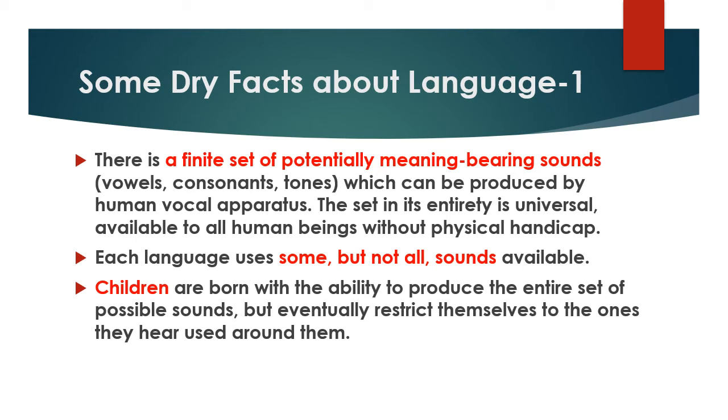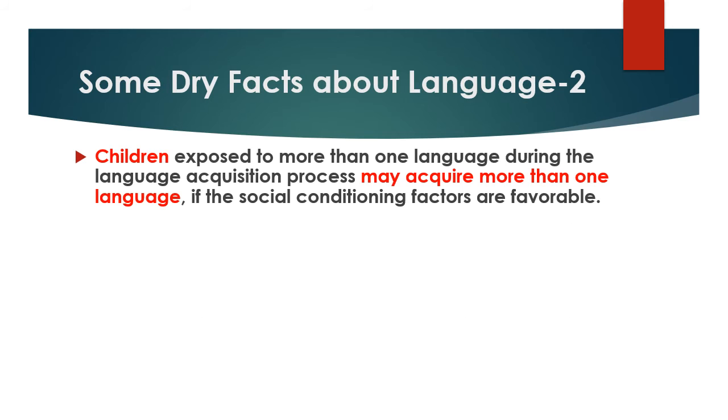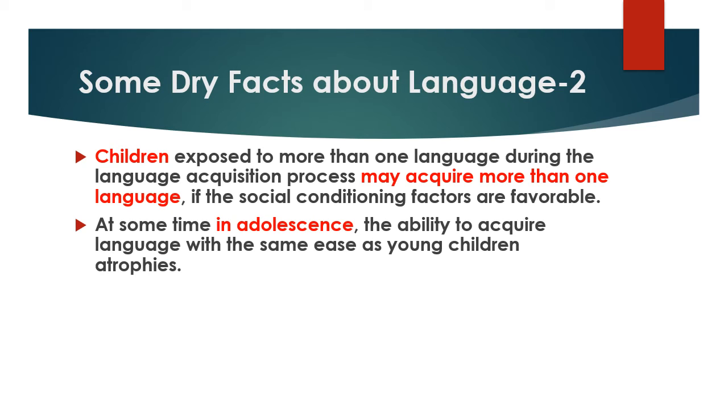Children are born with the ability to produce the entire set of possible sounds, but they eventually restrict themselves to the ones they hear used around them. The writer also says children who are exposed to more than one language during the language acquisition process may acquire more than one language if the social conditioning factors are favorable. So, if you have two languages being spoken at home, you will grow up learning both of them if your parents want to. Now, we tend to lose that advantage as we reach our adolescence.